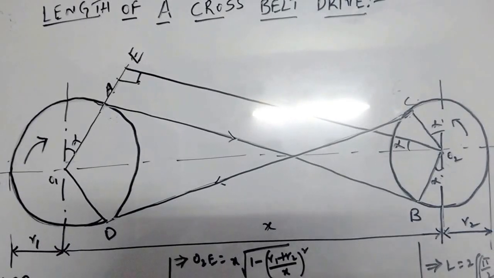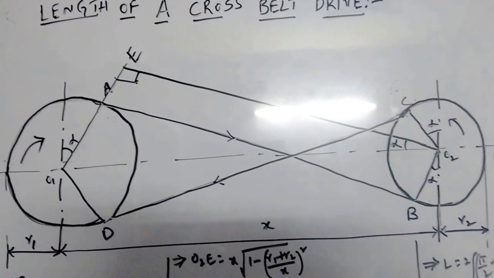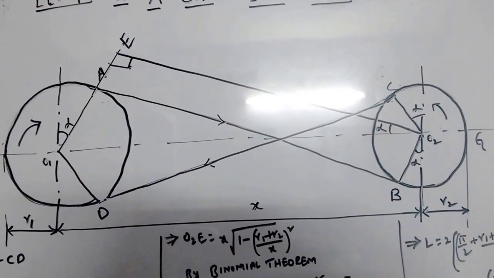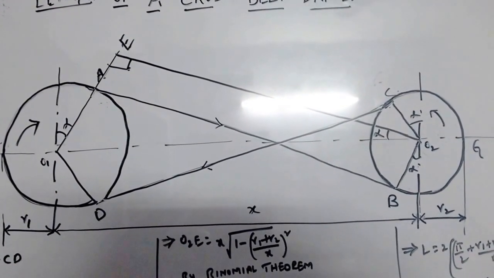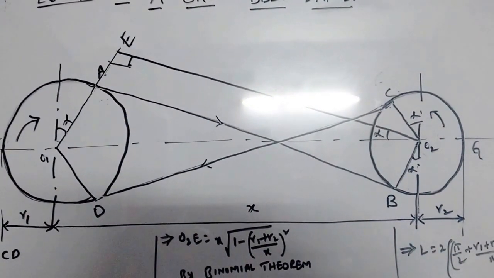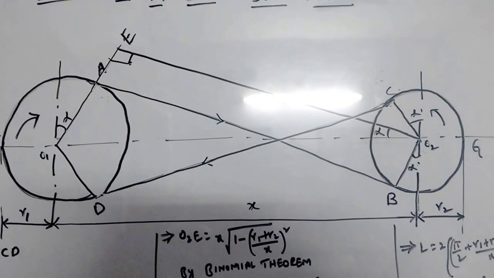In this video we are going to discuss the length of a cross belt drive. From the figure we can observe that the directions of the pulleys in a cross belt drive are opposite in nature, whereas in an open belt drive the directions of the two pulleys are the same.